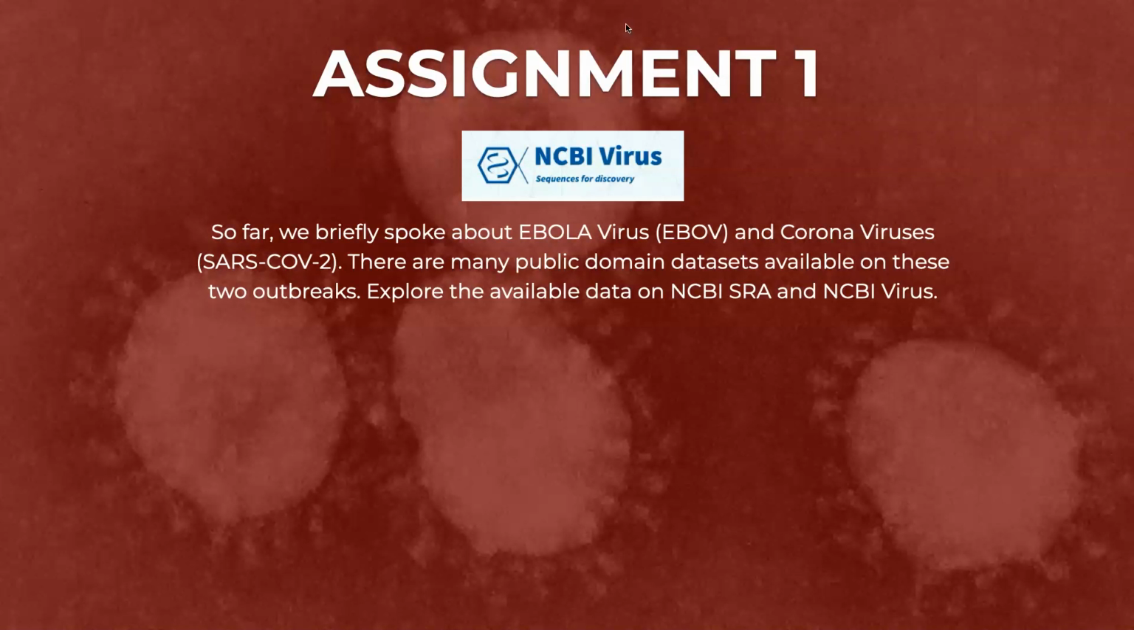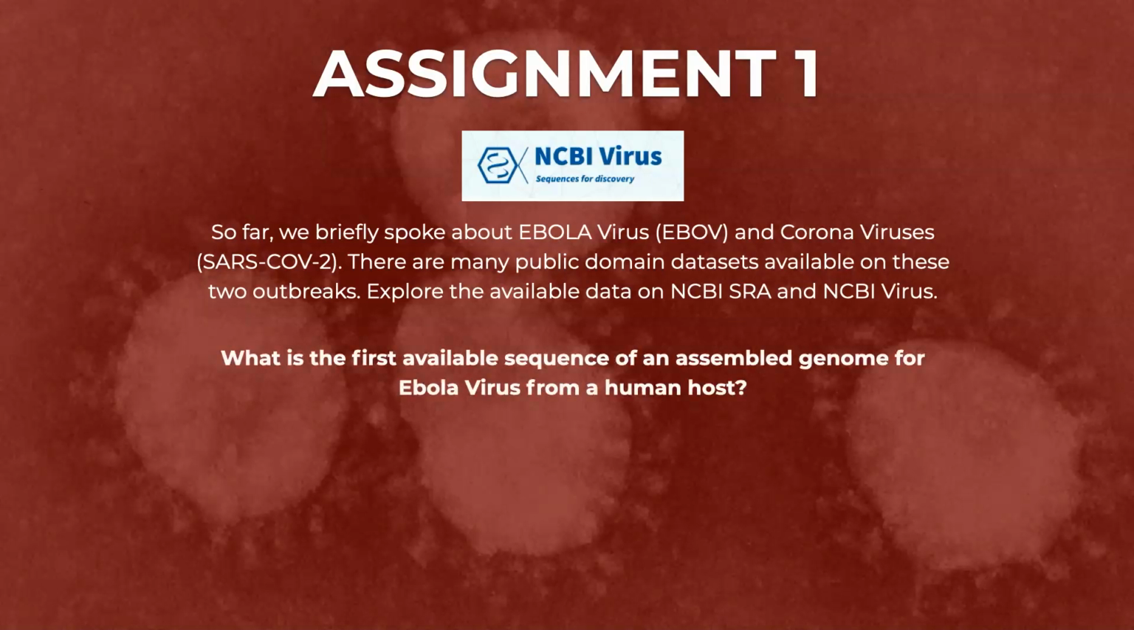So how do we do that? I showed you NCBI Virus today and last time. So you go to NCBI Virus, and the first question, just so that you have an opportunity to explore and see for yourself, is to understand what is the first available sequence of an assembled genome for Ebola virus from a human host. Okay, and Yala, this could be a good question for you. How do we know how good that assembly was, and how was that assembly done, and how was the sequencing done? That will give you some sense of whether you want to use that as a reference for a novel outbreak.